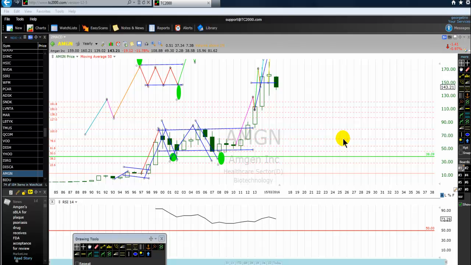How to use the RSI indicator below the level of 50 like the pros.